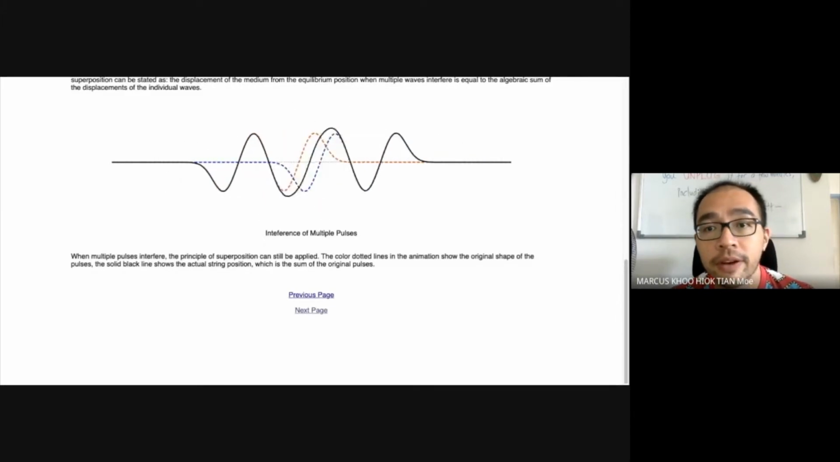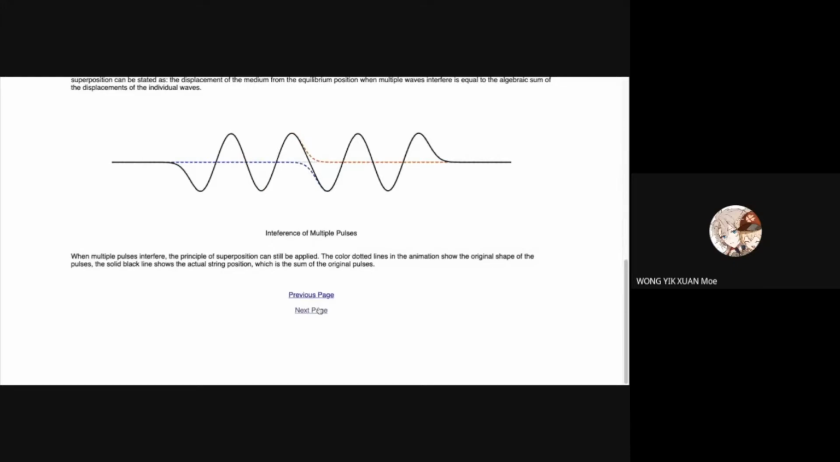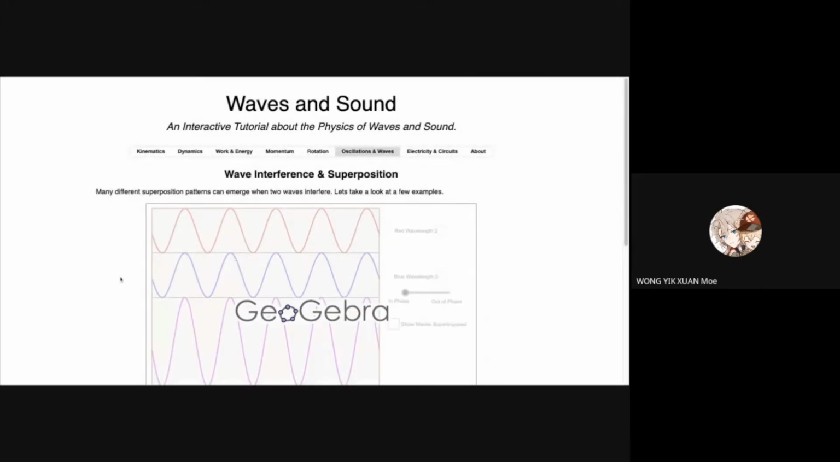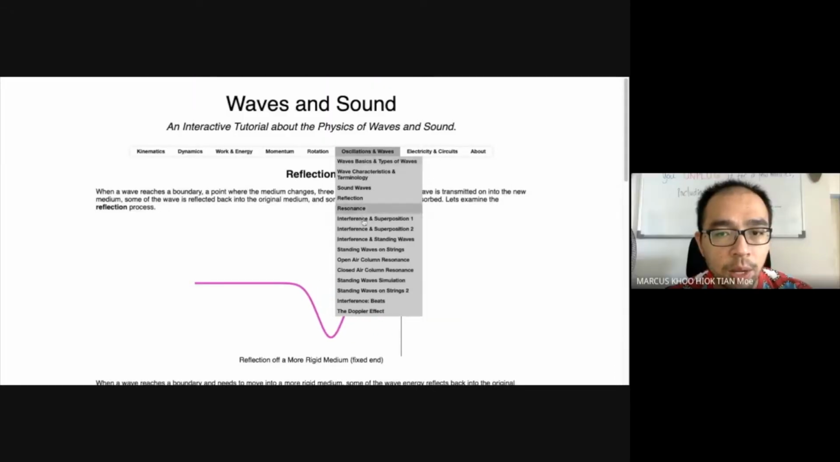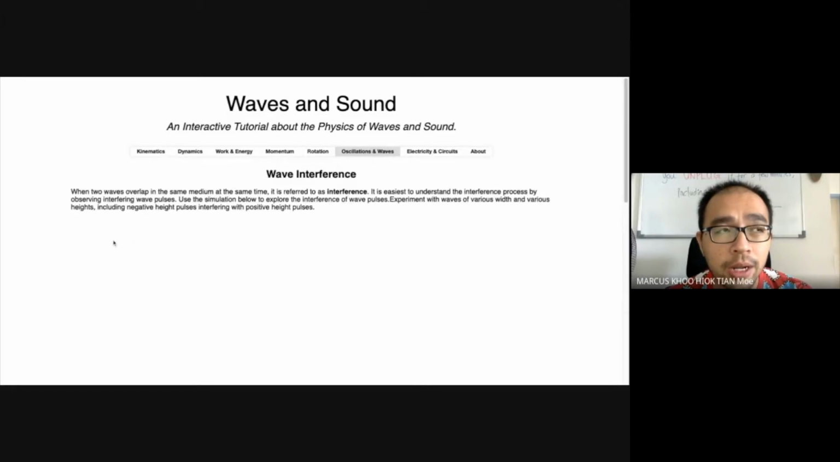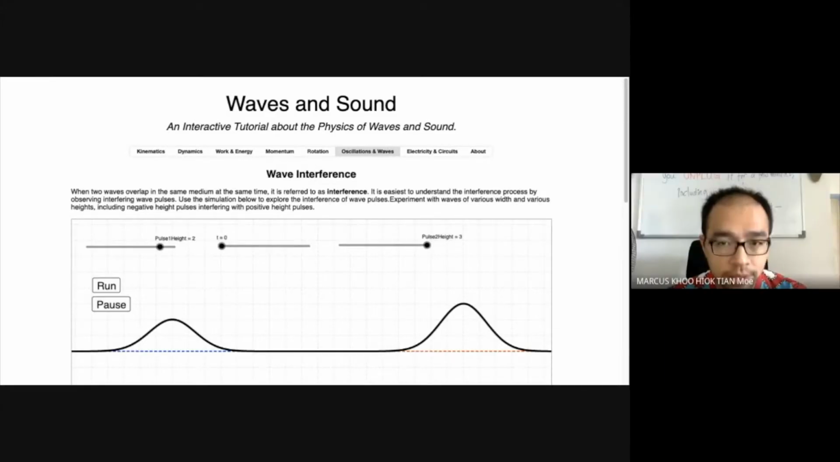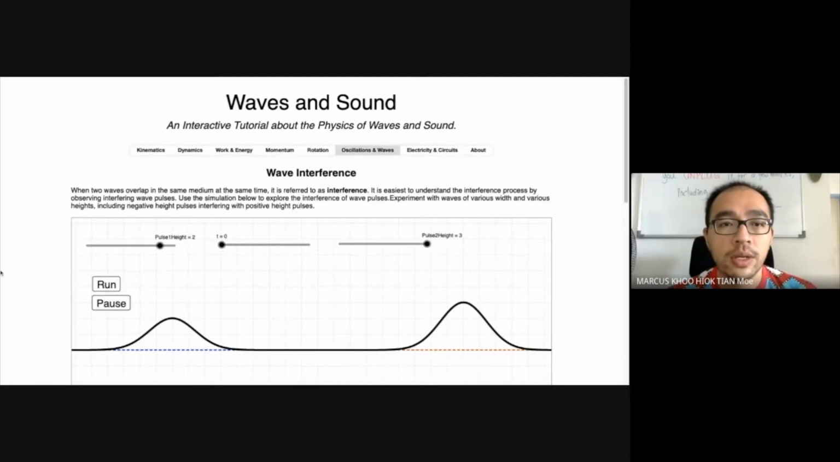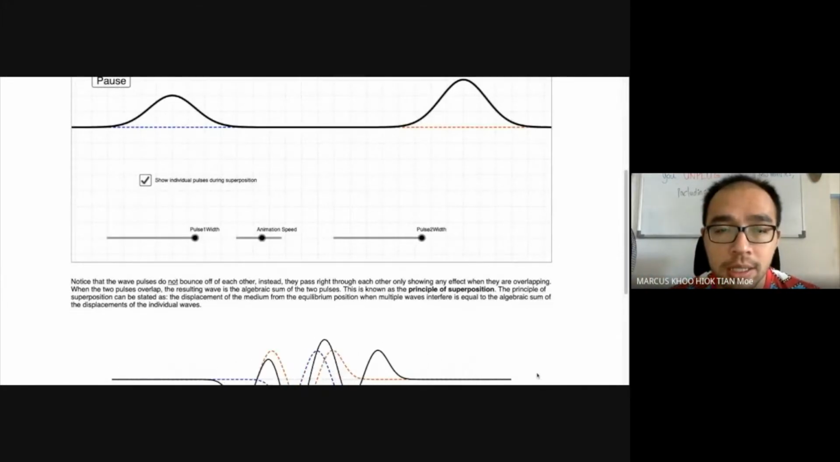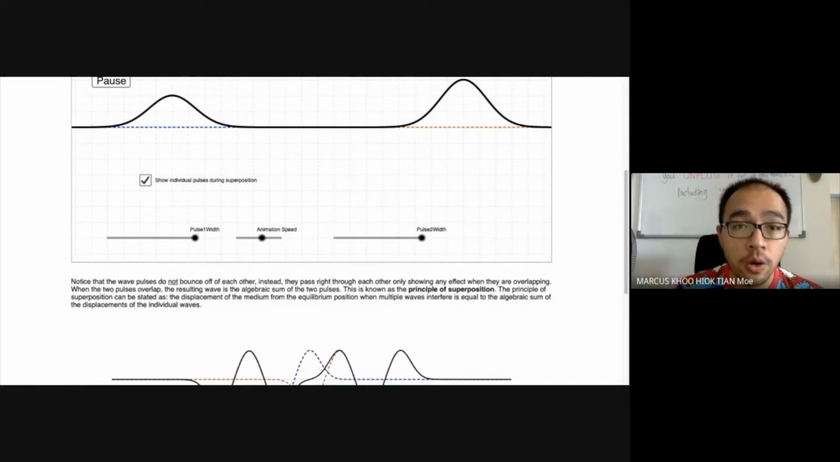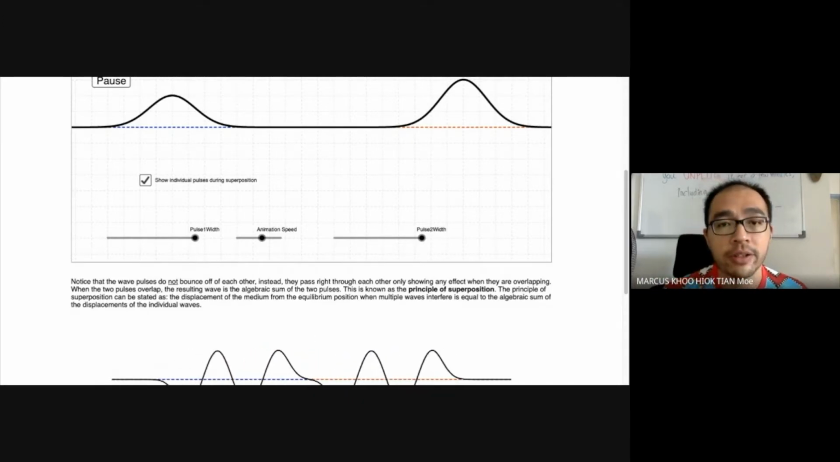What is interference of waves? The superposition of two or more waves from a coherent source of waves. I didn't get that one word. From what? From a coherent. Okay. Wong's answer: the superposition of two waves from coherent. I pronounce it as coherent, but if you want to say coherent, also can.